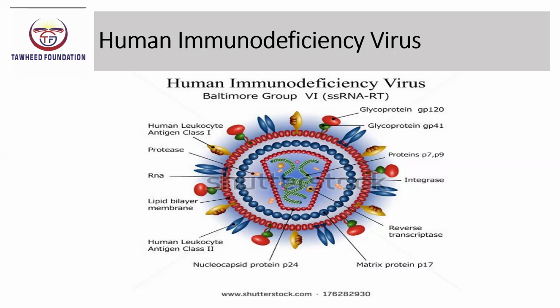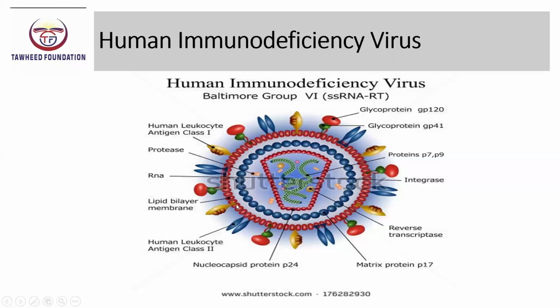Capsid matrix protein P17 is located beneath the envelope. This protein maintains the viral structure. Protease, an enzyme that processes viral proteins to form mature infectious virions. Reverse transcriptase, an enzyme that converts viral RNA into DNA once inside the host cell. Integrase, an enzyme that integrates the viral DNA into the host genome for replication. Proteins P7 and P9 are other structural or accessory proteins important for viral replication and assembly.